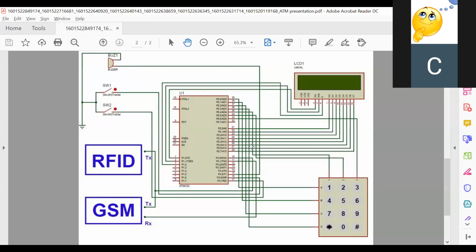Port 1 is pins 1 to 8. Port 0 is pins 32 to 39. Port 2 is pins 21 to 28. Then port 3 is pins 10 to 17. Then pins 18 and 19 are the oscillator pins. Pin 9 is the reset pin. Pins 29, 30, 31 include the ALE pin.